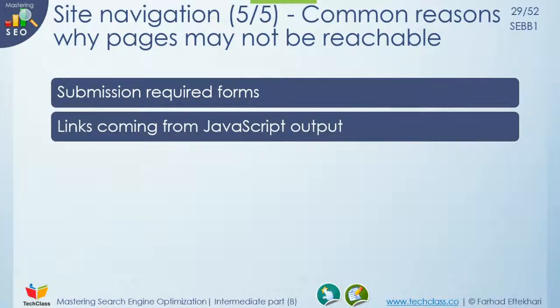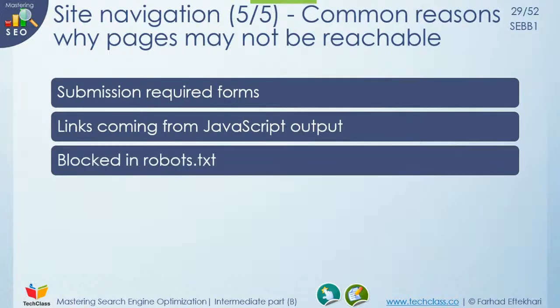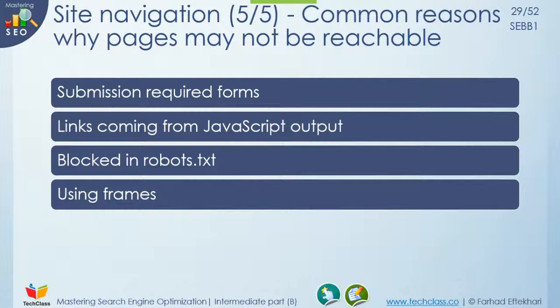Or links coming from JavaScript output, where it somehow creates those links every time, so we cannot expect search engine crawlers to get those links out of JavaScript outputs. Or those links have been blocked in the robots.txt file, which we're going to talk about later in the advanced section. Or we are using frames, which is also an outdated concept. Almost no one uses inline frames or frames anymore.